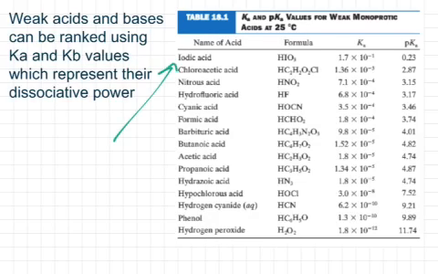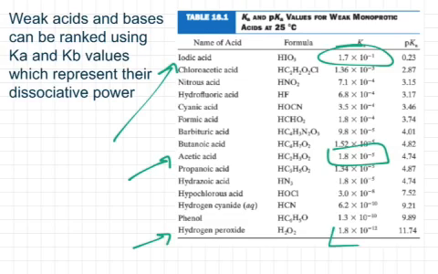For example, iodic acid on this chart has the largest Ka. So even though these are all considered weak acids, it is the strongest of these weak acids. A lot more of it dissociates in water than, say, acetic acid, which is only 1.8 times 10 to the negative fifth. Or way down here, hydrogen peroxide, 1.8 times 10 to the negative 12th. So basically hydrogen peroxide is not any more acidic than water.